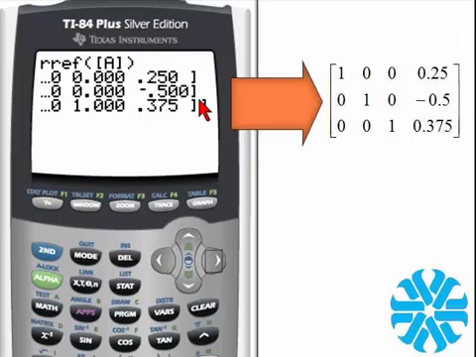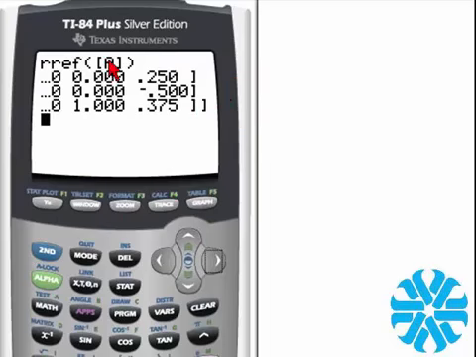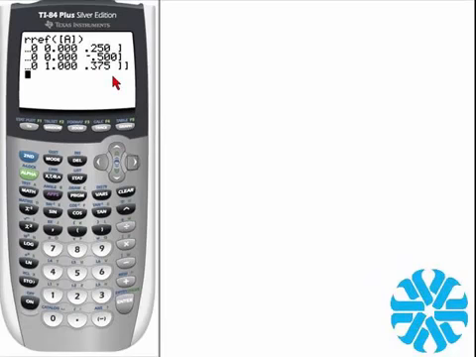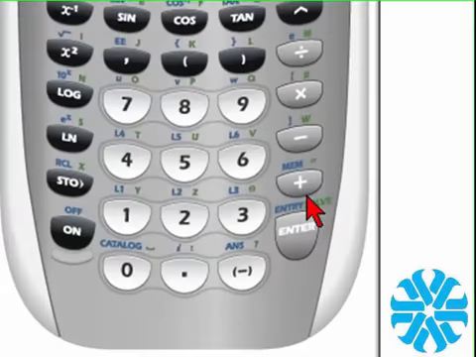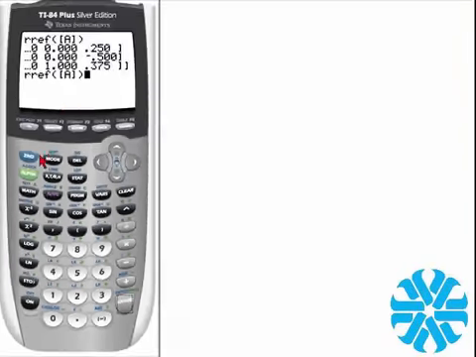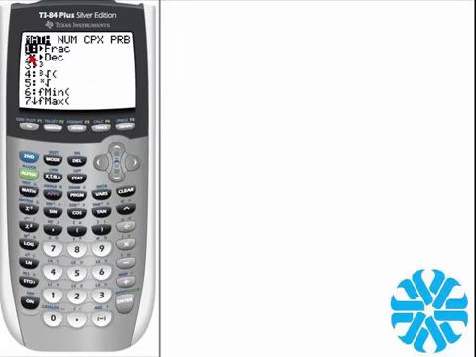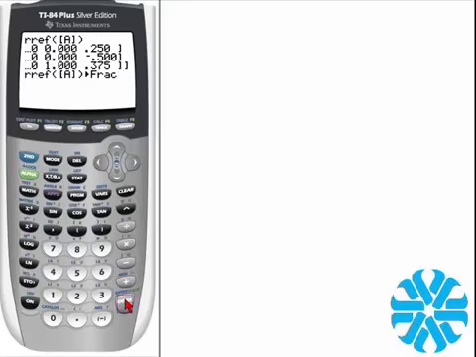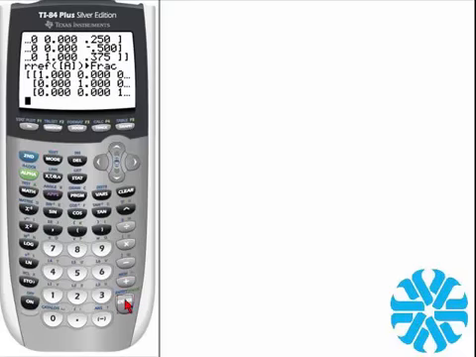Now recall that we can express these decimals in fractional form. So if we want to do that, let's go back to our previous keystroke, and you do that by going second function, and that operates the entry key right here. So we'll select this key, and then now we're going to go to the math mode and use frac. Select enter and then enter again.